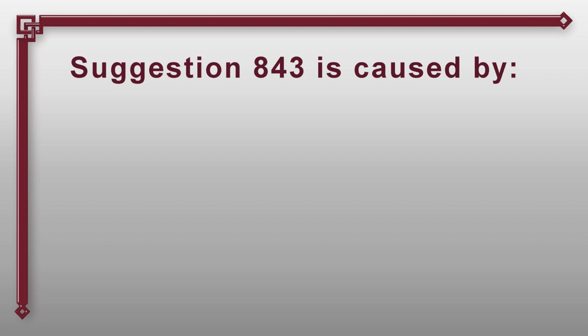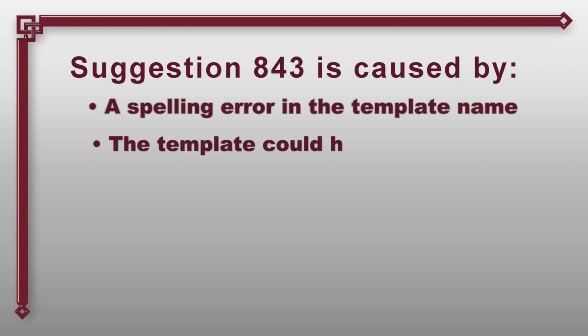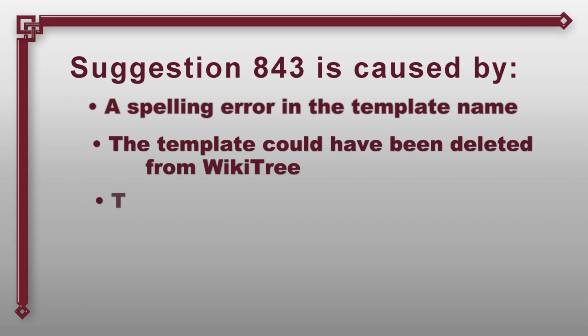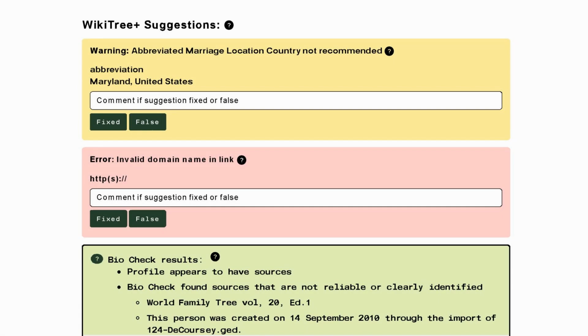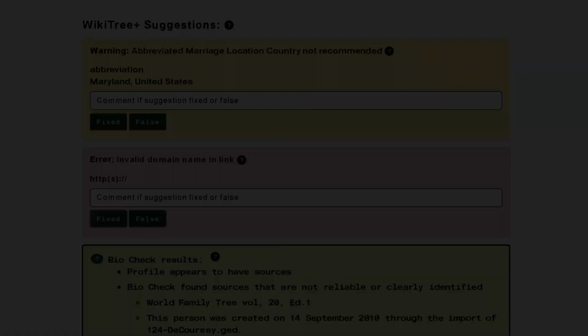Suggestion 843 is caused by a spelling error in the template name. The template could have been deleted from Wikitree, the template never existed, or the template has not been defined properly. There are a variety of errors possible, so only the most common are discussed here. For any profile, you can check the Wikitree Plus suggestion section on the bottom of the edit screen, which shows what is causing the problem on the profile.